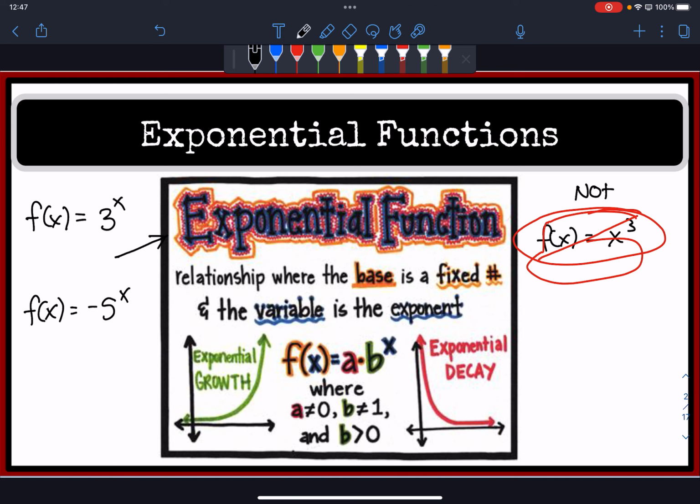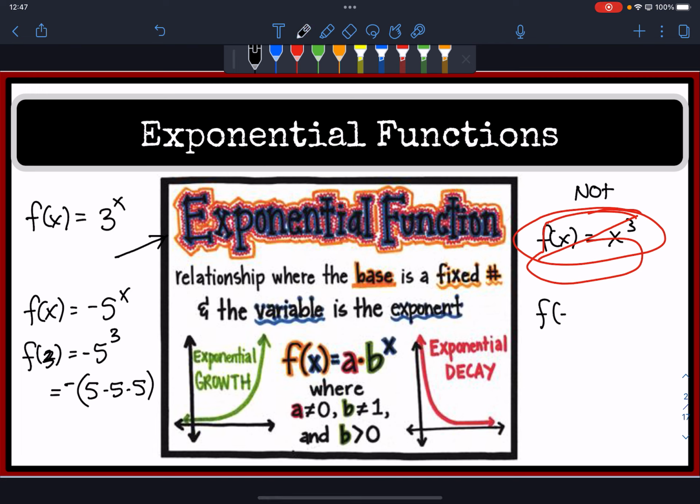So for example, f to the third power would be -5 to the third power, which means we're multiplying 5 three times, and then that answer is then multiplied by a negative.